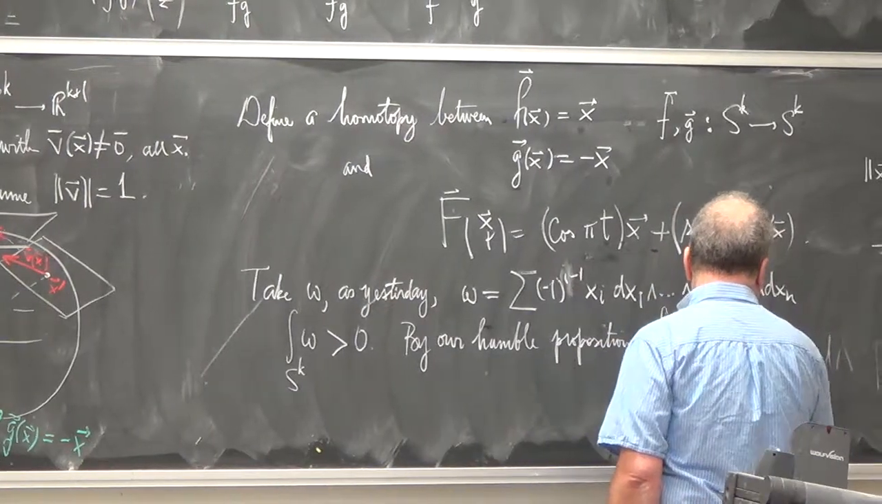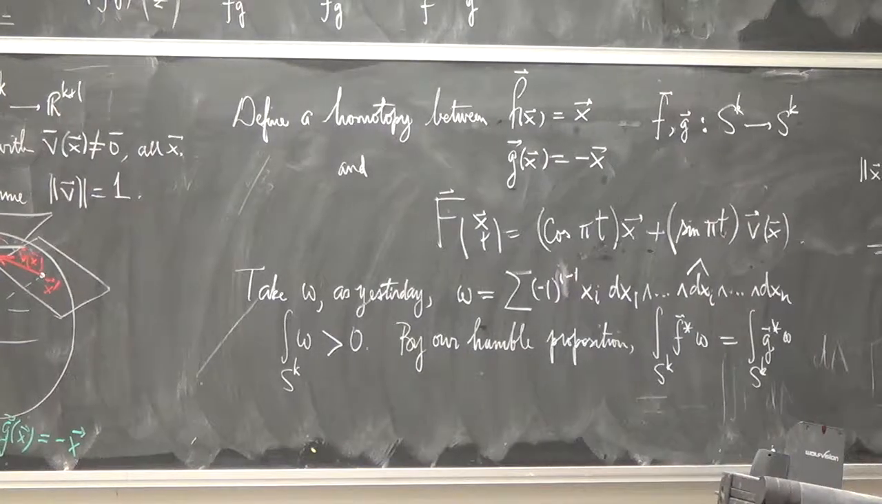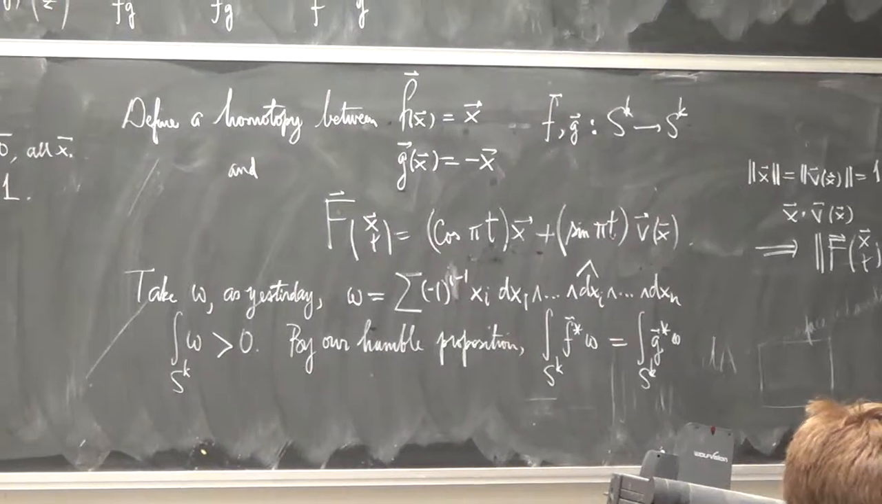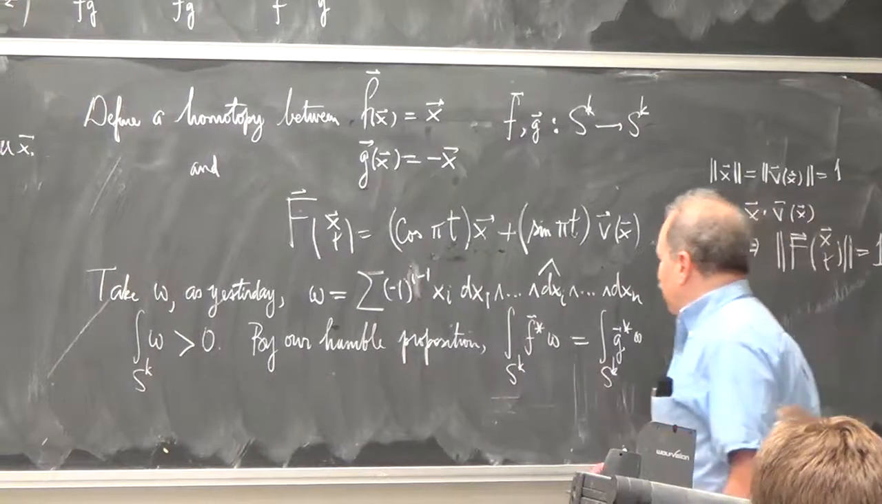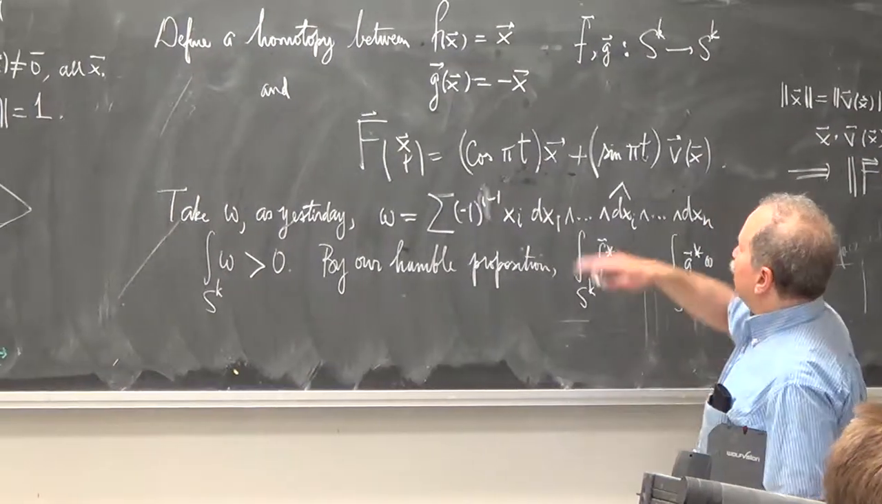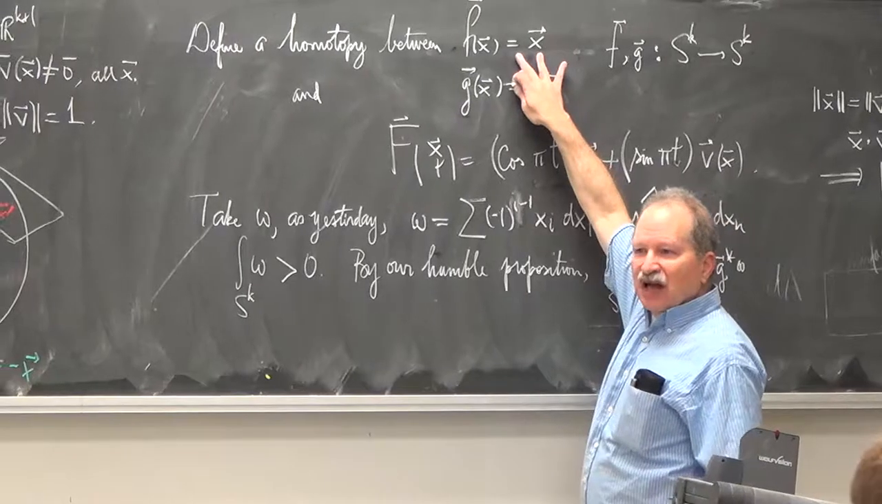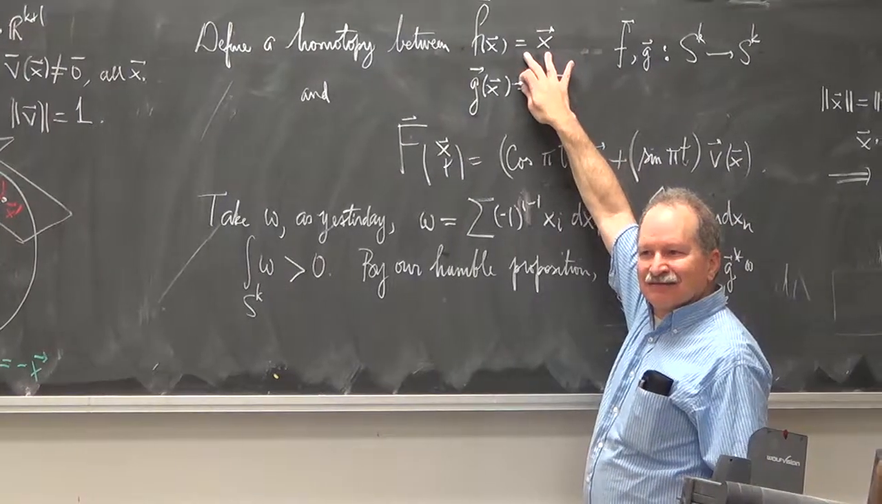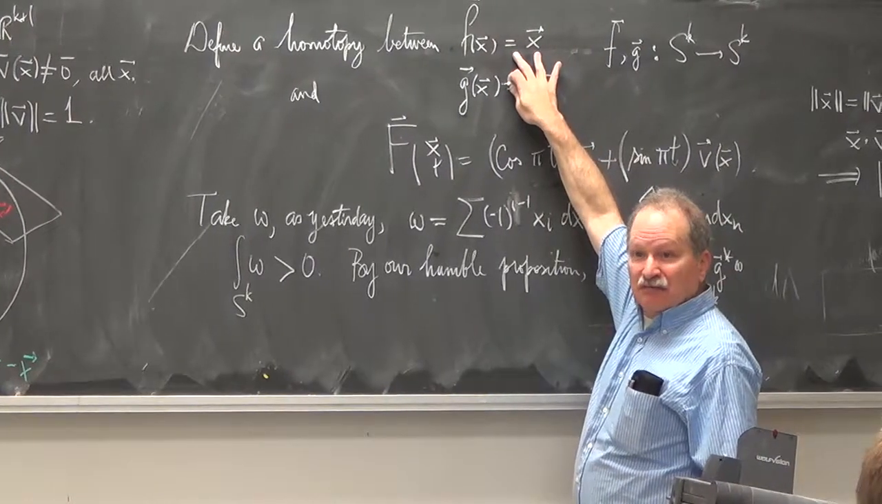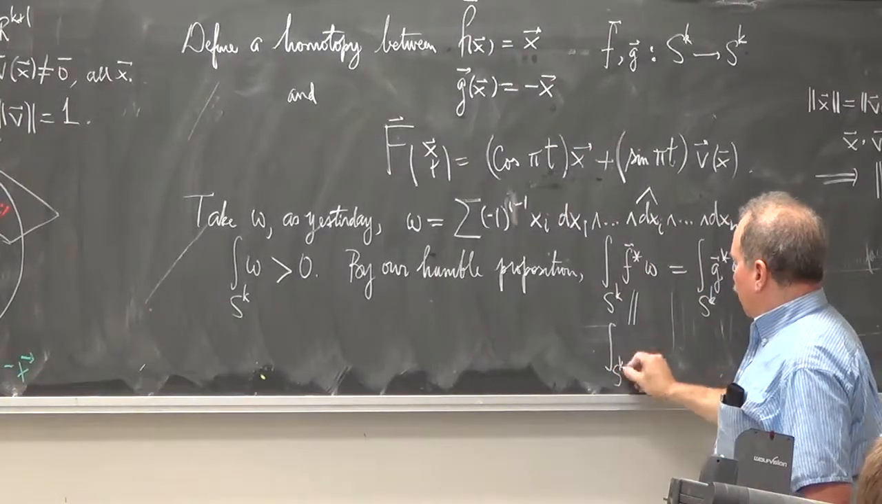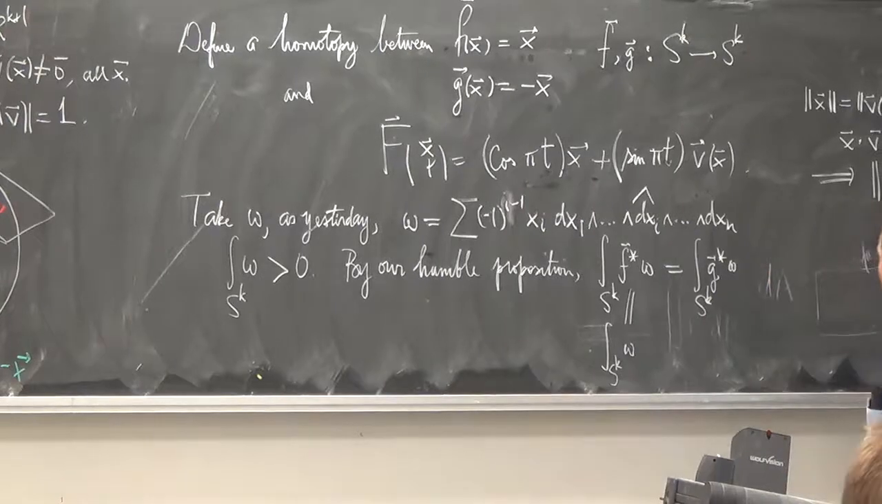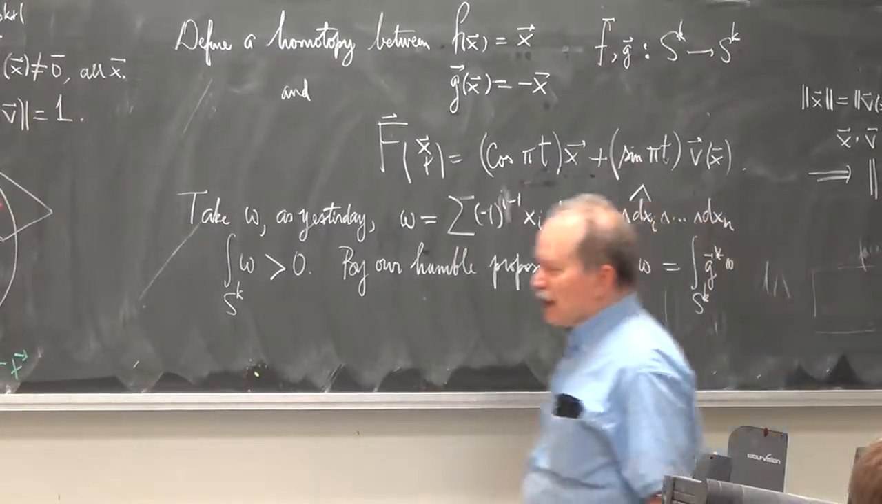Pulling back by g and integrating, because omega is a closed form. Well, the integral of f pullback, what's f? It'd be the identity function. So what do you get when you pull back by f? It's just the integral of omega. Now, what happens when you pull back by g?